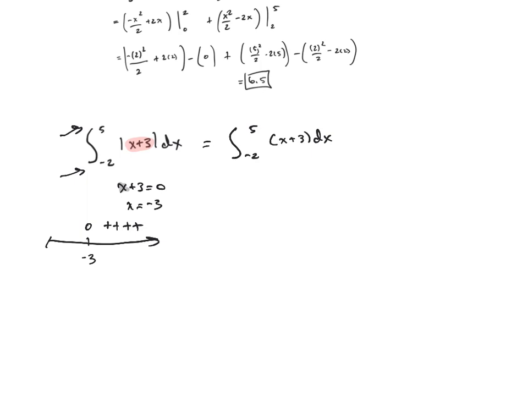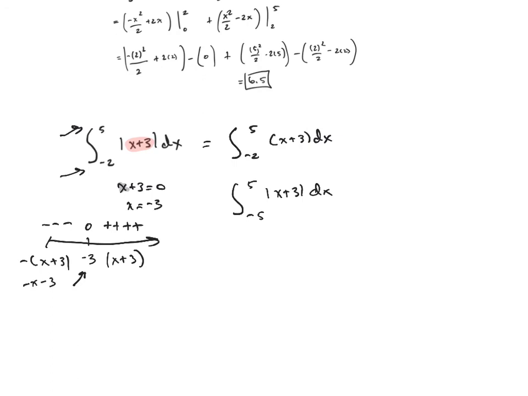So let's go back, though. What if I said the integral from negative 5 to 5 of the absolute value of x plus 3 dx? What would I have had to do? Well, remember, we need to break it up at negative 3. Anywhere above negative 3, we're going to use the original function, which is x plus 3. Anywhere below negative 3, I need to use the opposite of the function, negative x plus 3, which would be negative x minus 3 if we distribute the negative.